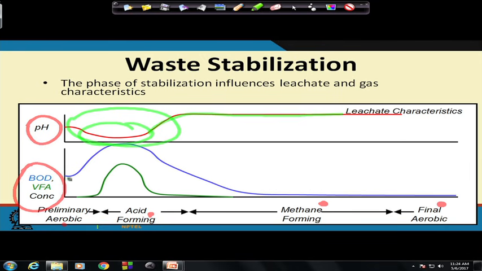BOD, as you can see, initially starts and goes up. Why does it go up? What is BOD? Biochemical oxygen demand. And the demand is coming from where? The demand is coming up because of the presence of organics. Initially, since these are big molecular weight organic compounds, although the bacteria may be present and the organic compound is also present, they cannot really interact with each other. Because of the big molecular organic compounds, these bacteria cannot eat that. It's too big for them.